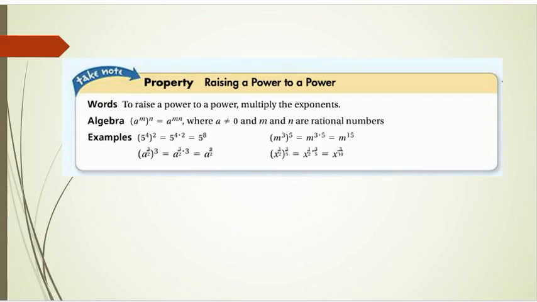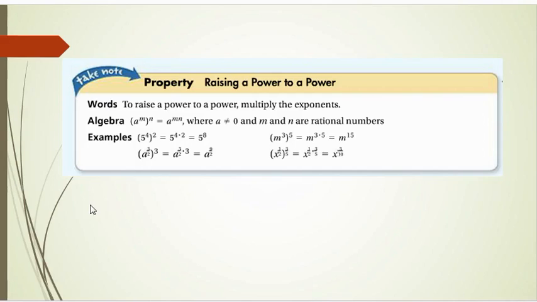So one property we're going to talk about is raising a power to a power. So if I have a to the m and I raise that to the nth power, that means I'm going to have a to the m times n. So your a is not 0, and m and n are rational numbers. So look at our two examples.